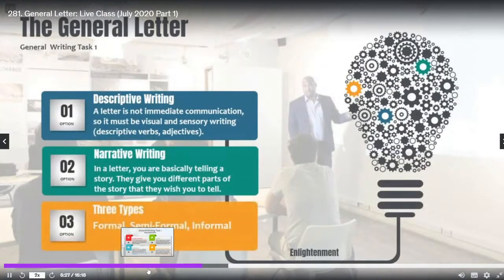This is just, again, basic information. With a general letter, you're doing descriptive writing and you're doing narrative writing. You're doing both of those, descriptive writing and narrative writing. In writing a letter, you have to really describe what you're talking about.